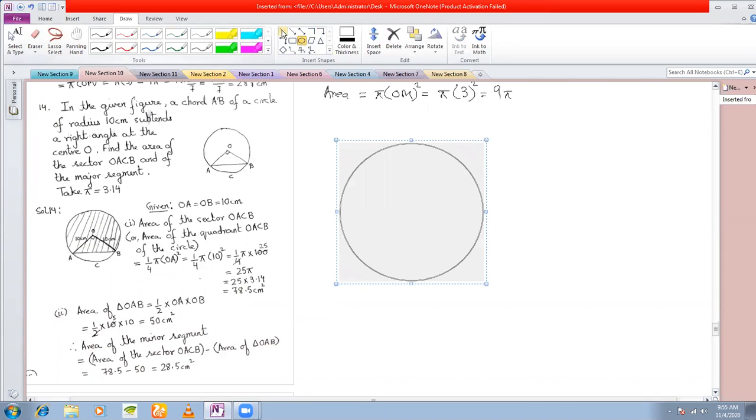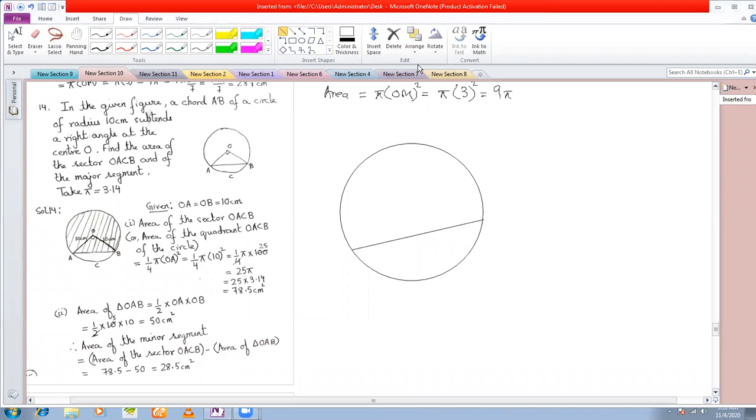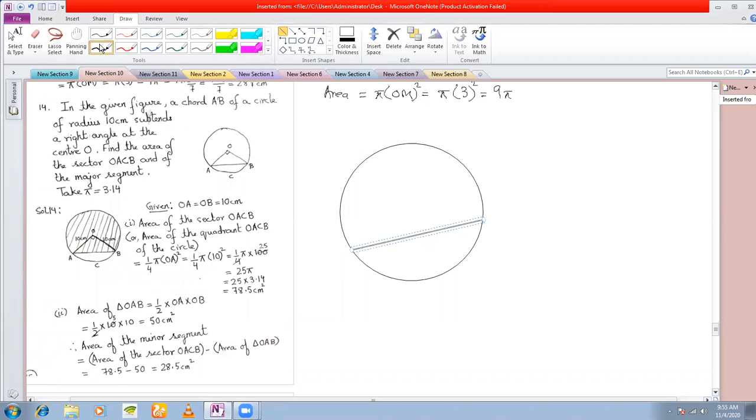If you have a circle and you take one point on the circle and draw a straight line to another point on the circle. In fact, you join any 2 points on the circle. This line segment that we get, AB, is called the chord of a circle.